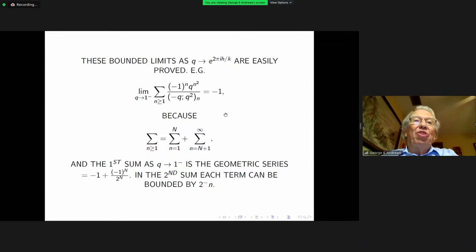The second part, you can easily show that the terms are bounded. And here's another typo, bounded by 2 raised to the nth power. Sorry about that. And consequently, the tail of the series tends to zero as capital N tends to infinity, and the limit is easily proved.